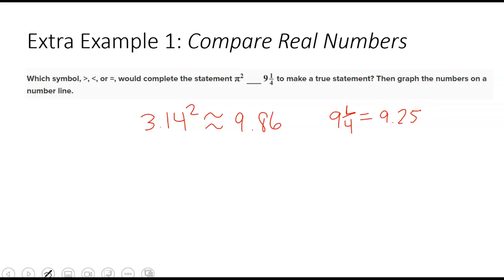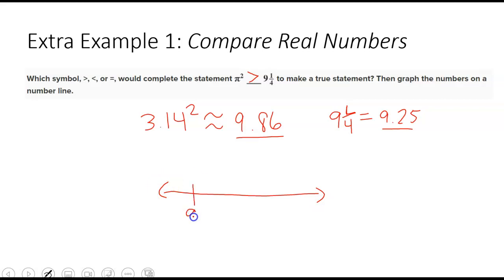So seeing that 9.25 is less than 9.86, we can say that pi squared is greater than 9 1/4. So again, to compare them, we're going to find the decimal value of each and use that to compare them. And then again, we can graph these on a number line.